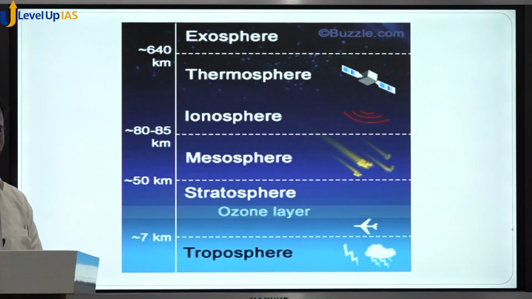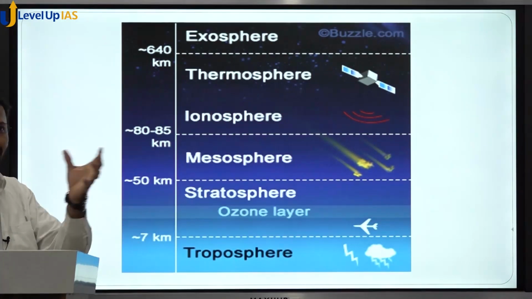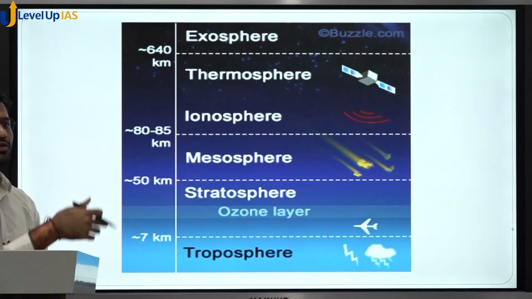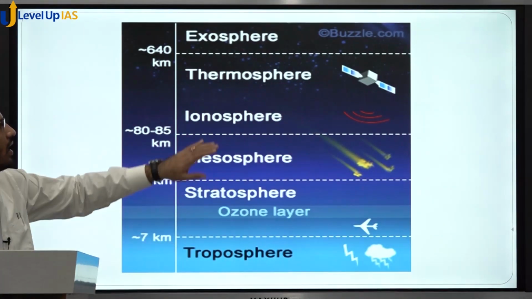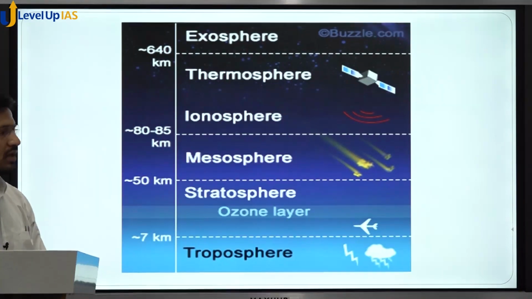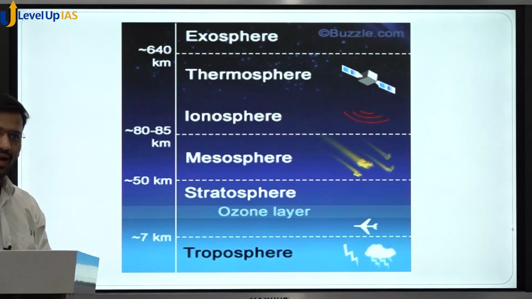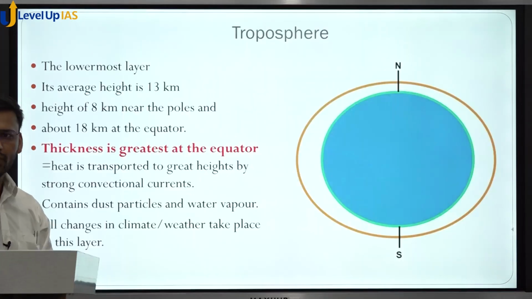After that, the mesosphere. Whatever meteorites enter into the Earth's atmosphere, almost all of them get burned in the mesosphere. They don't cross the mesosphere. Getting it? And after that, you have the ionosphere or thermosphere, and then you have the exosphere. The ionosphere and thermosphere are very important for satellite communication. Okay, so we will understand them one by one.